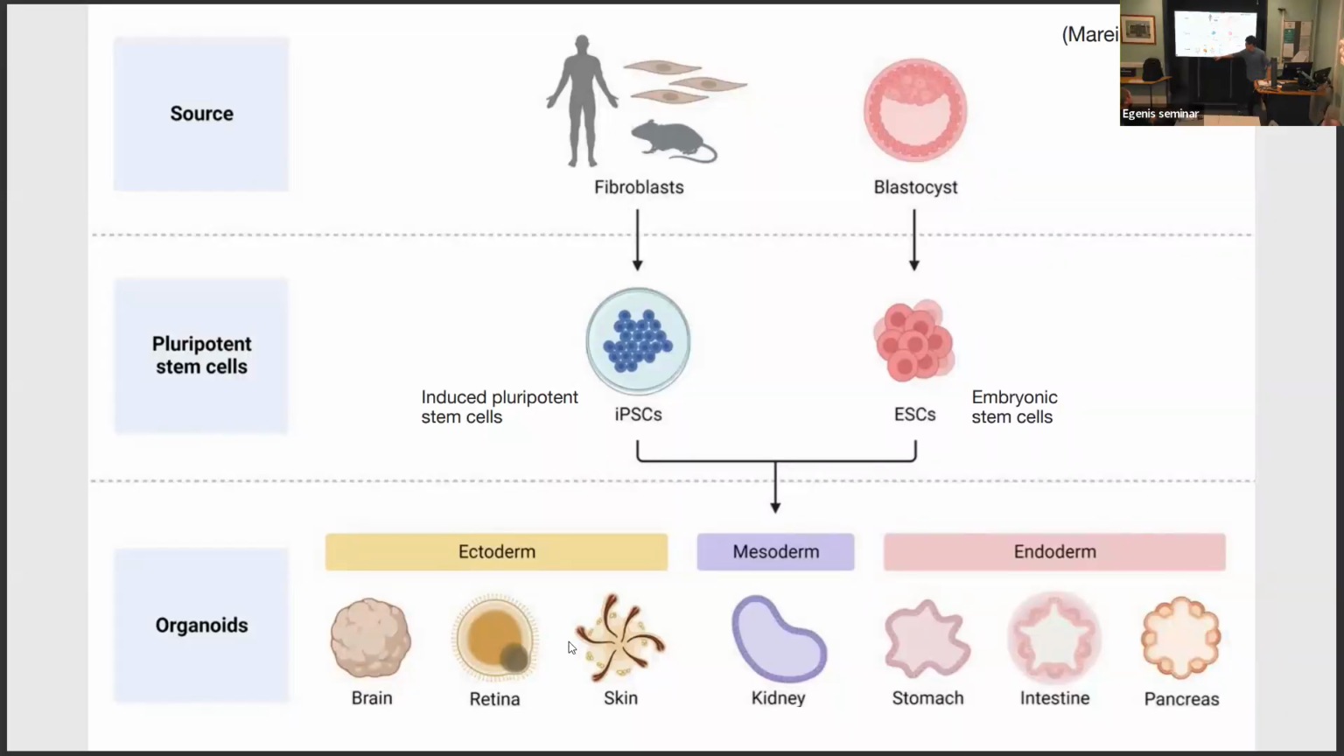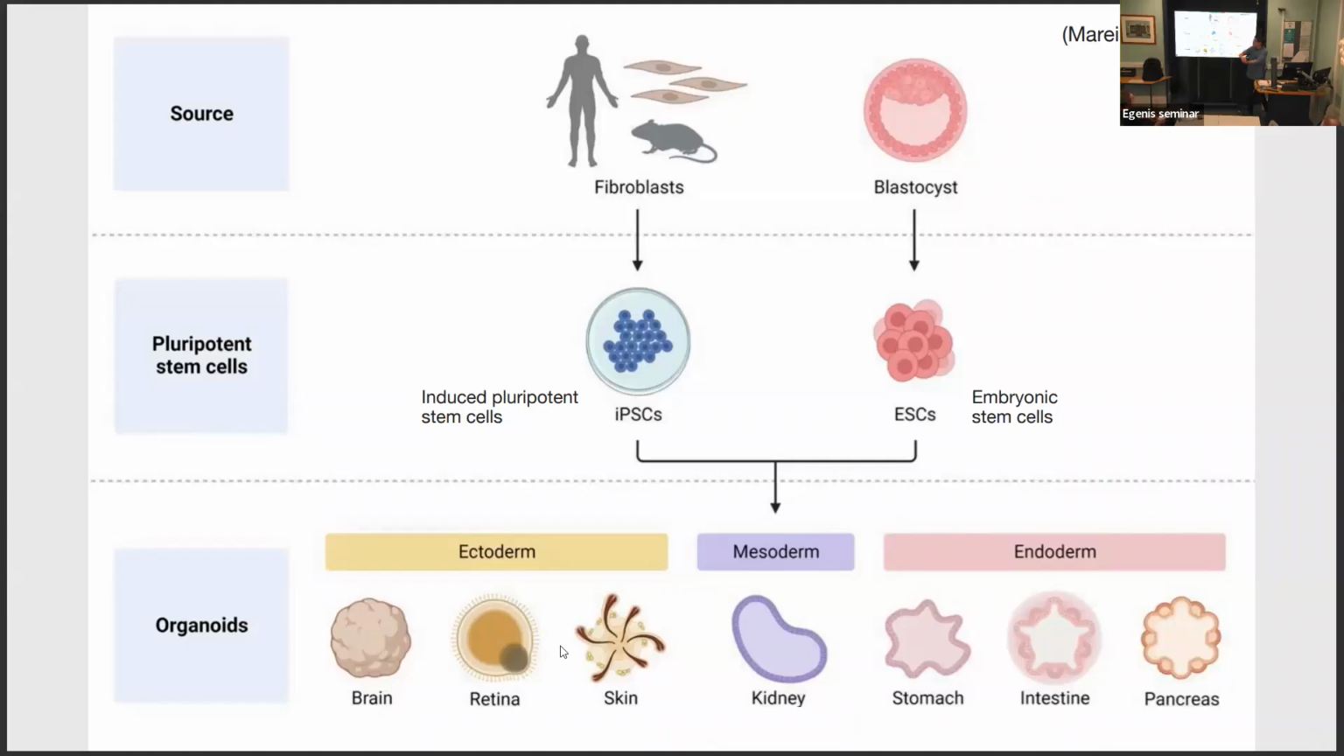Neuronal cells, skin cells, kidney cells, and so on. There are two important classes of pluripotent stem cell lines. One is embryonic stem cells. Embryonic stem cells are derived from early embryos of that organism. And just like early embryos can eventually produce a wide range of cell types, those embryonic stem cells have the capacity to generate many different cell types.